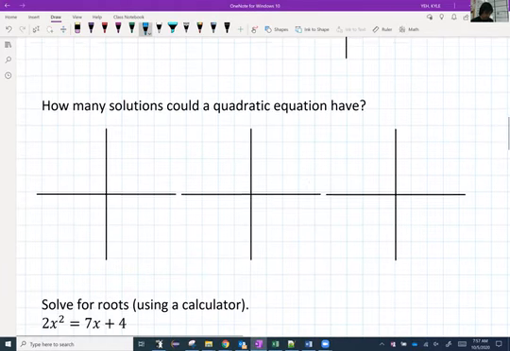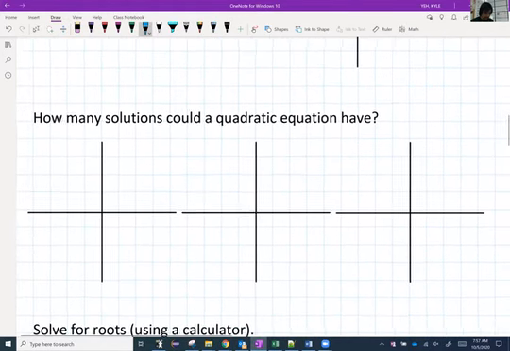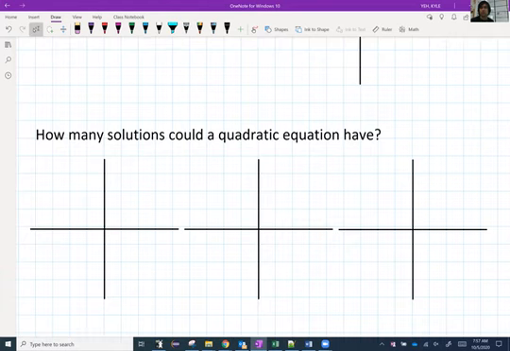Before we do that, oh, scroll down too far. Conceptually, we kind of went over this with linear equations a lot. How many solutions could a quadratic equation have? We keep seeing them have 2. Is that the only possibility? Turns out no.